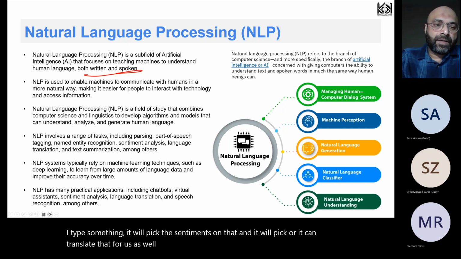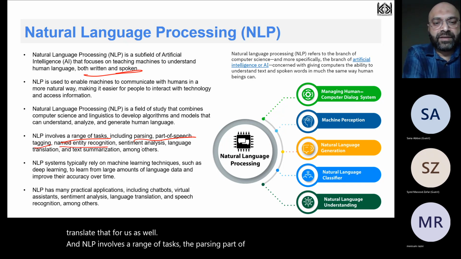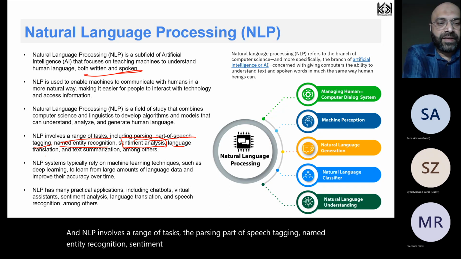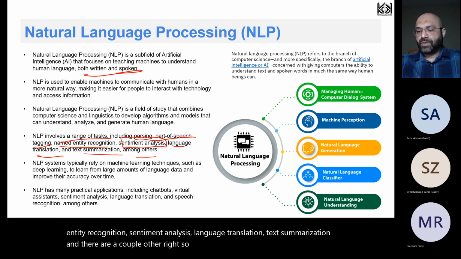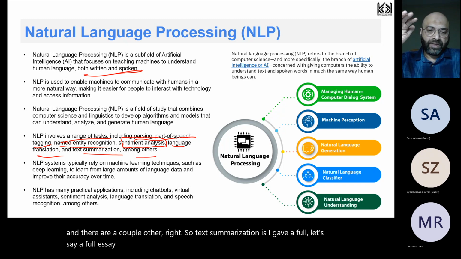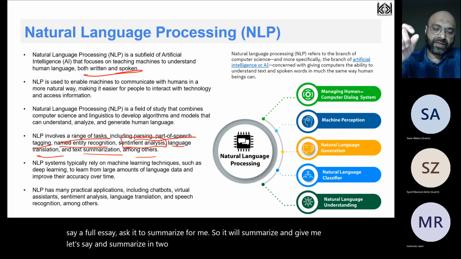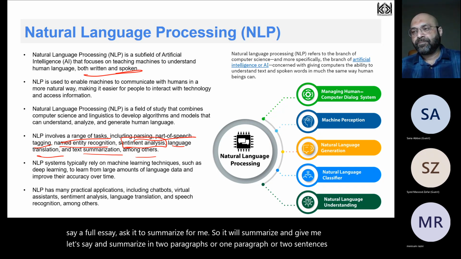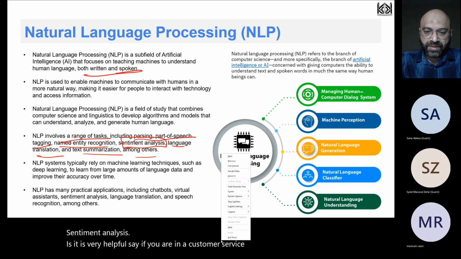And NLP involves a range of tasks: parsing, part of speech tagging, named entity recognition, sentiment analysis, language translation, text summarization, and a couple of others. For text summarization, I give it a full essay and ask it to summarize, and it will summarize in two paragraphs, one paragraph, or two sentences. Sentiment analysis is very helpful, say if you are in a customer service area. Let me stop this here.